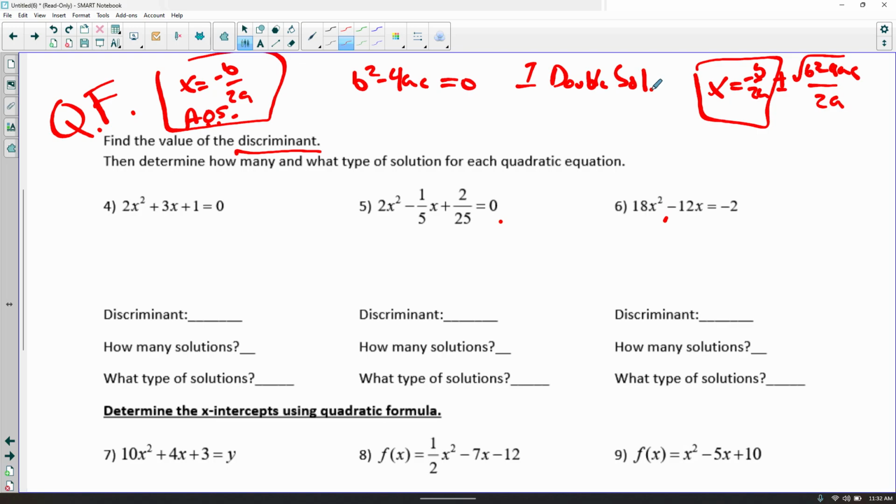You probably need to write this down somewhere. Again, the more times you have it written down there, Ari, the more times you remember. So if b squared minus 4ac is equal to 0, it's what? One double solution. Write it down. Good.